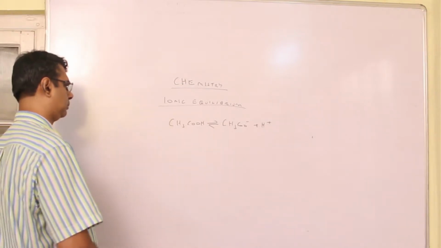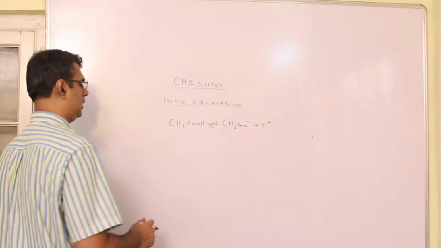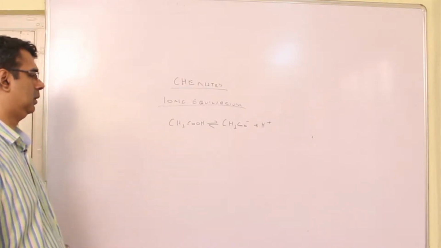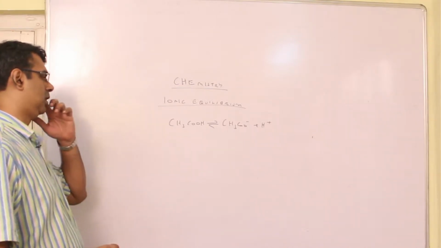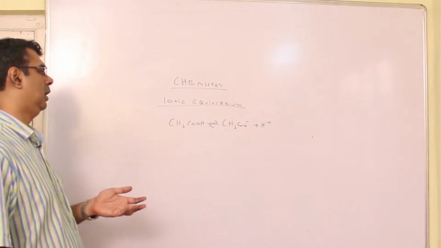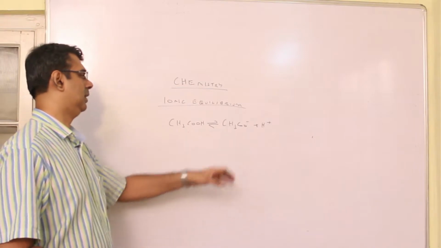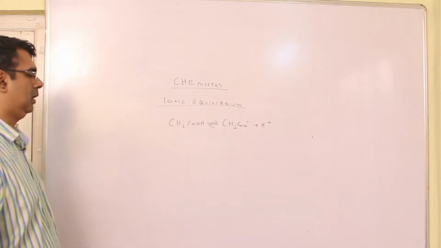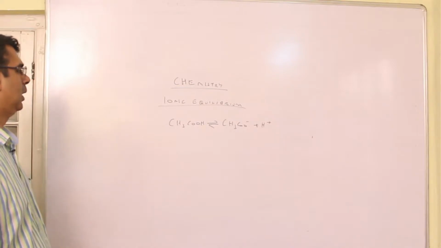And one more thing is that the dissociation will be a very small percentage of the original concentration, unlike strong electrolytes like HCl, H2SO4, which are expected to have 100% dissociation. Acetic acid dissociation will be very insignificant. So that is why it is a weak acid.